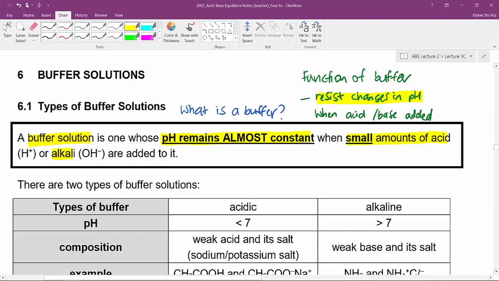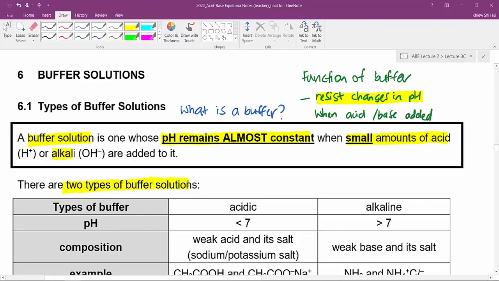This is important for processes or reactions that require specific and stable pH ranges. An example of a buffer is in our blood. Buffer solutions are extremely important in biology and medicine because most biological reactions and enzymes need very specific pH ranges in order for them to work properly.